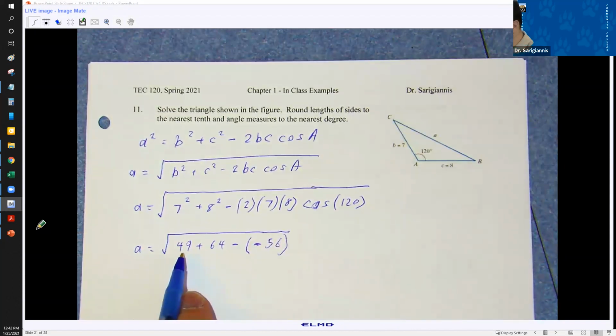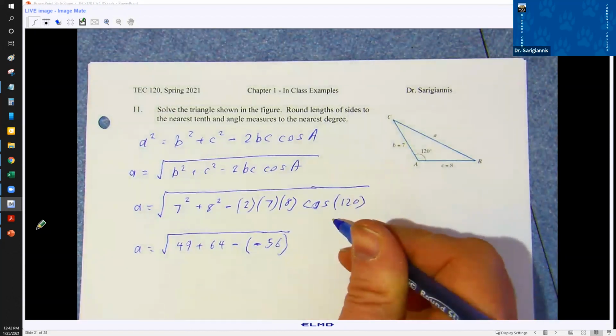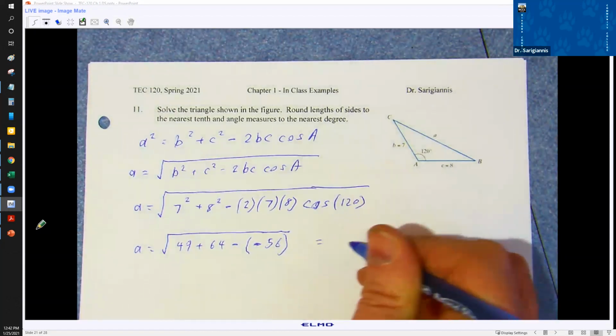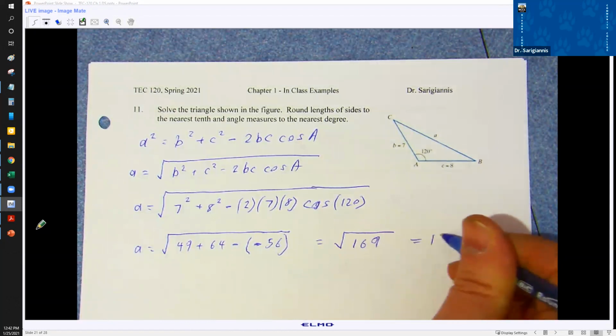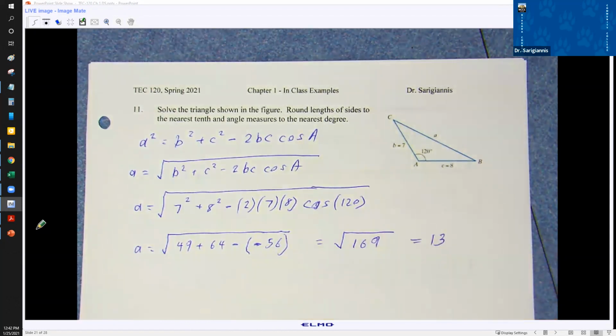So we have 49 plus 64 minus a minus, which is a plus, right? So this is just 169, which equals 13. Oh, isn't that convenient? So A is 13.